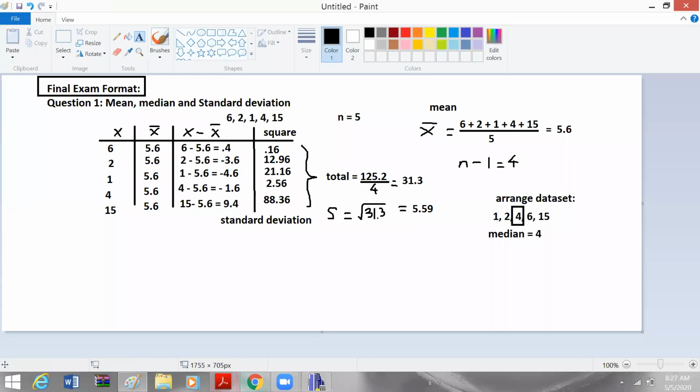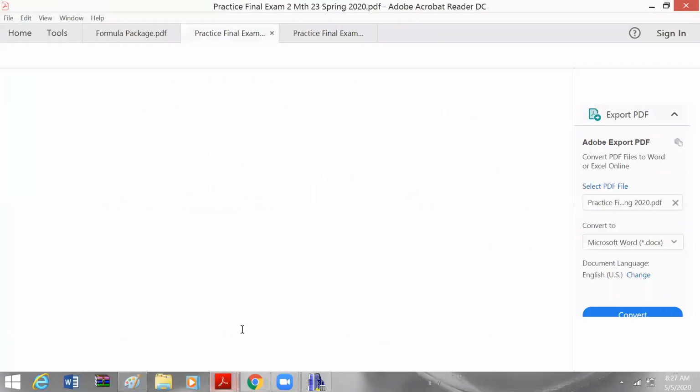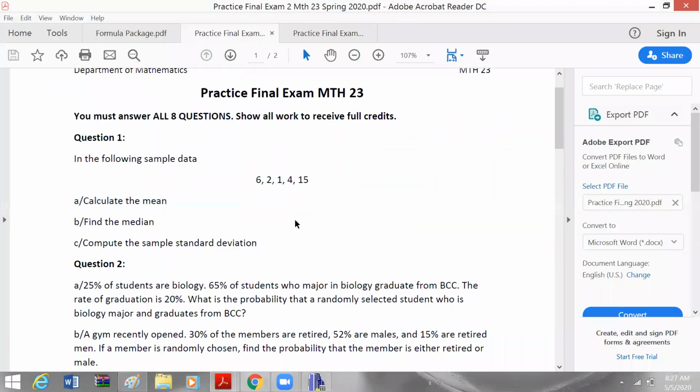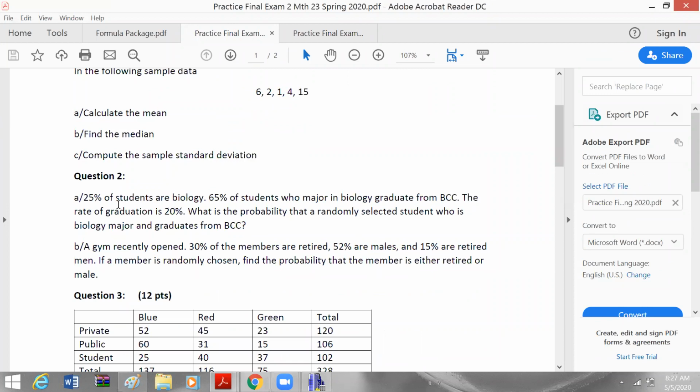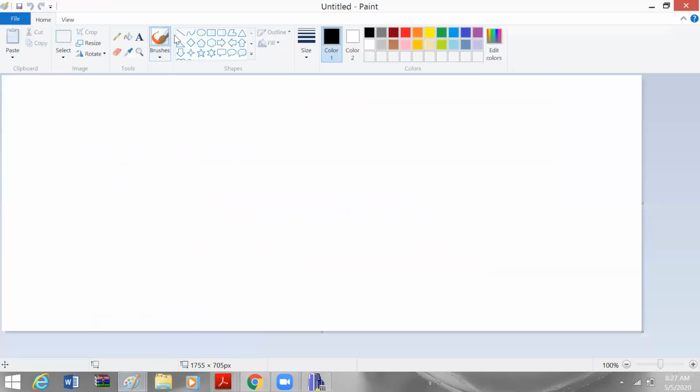Okay, so question 1 is done. It's going to be a very similar format, except that we're going to be given different numbers and different values. The question is going to ask us to find the mean, median, and compute a sample standard deviation. Question number 2, 2A, is something we should pay a little more attention to.